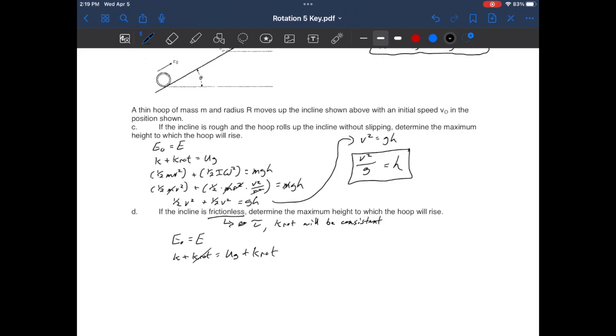but I still have my K-rot because I don't have anything that's going to remove or change that angular velocity. The two K-rots are equal to each other, so I subtracted them from both sides. I've got K is equal to UG, 1/2 mv squared is equal to mgh, cancel the m's. 1/2 V squared is equal to GH, so then my V naught squared over 2G is my height. And wasn't that loads of fun?